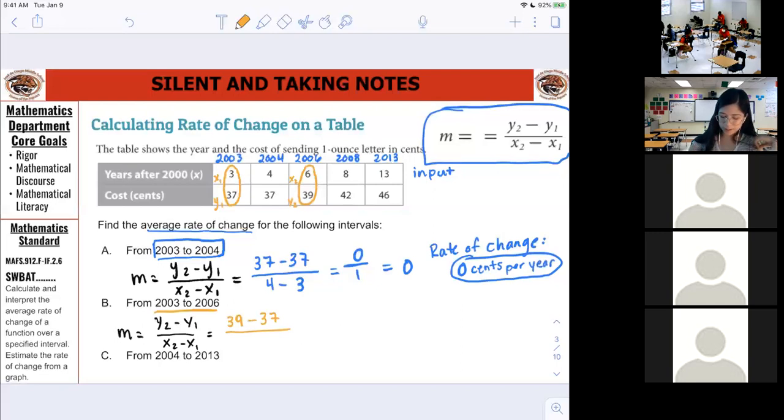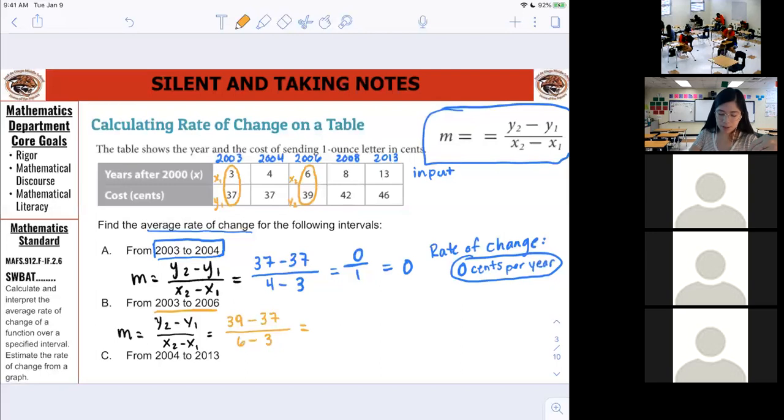6. 6, good. X1? 3. 3. Miss, how do you know the year? How do I know which one's X1 and which is X2? Yeah. Okay, because it was asking me from 2003 to 2006.